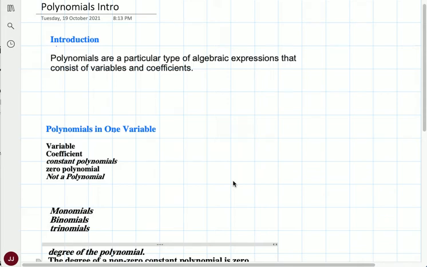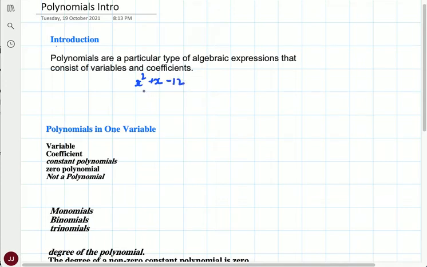Polynomials. We'll start with the definition of a polynomial. Polynomials are a particular type of algebraic expressions that consist of variables and coefficients. So you would have seen a polynomial expression. Let's take a simple expression: x square plus x minus 12, something like this.